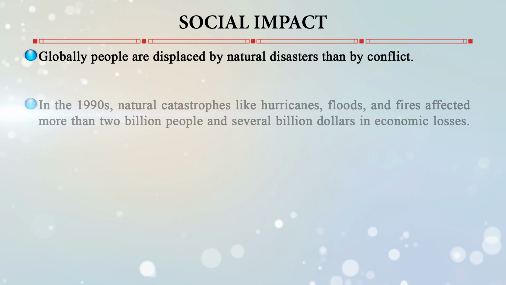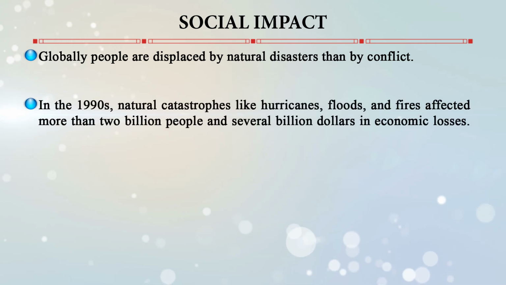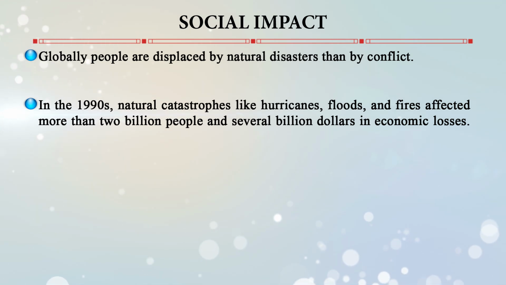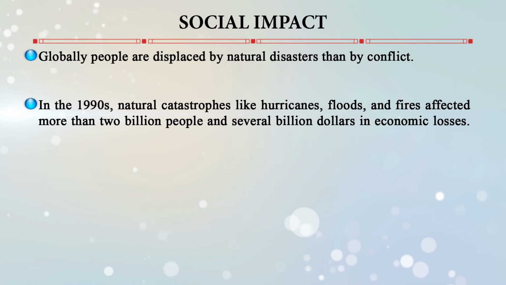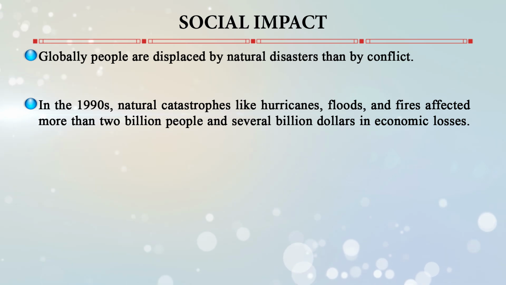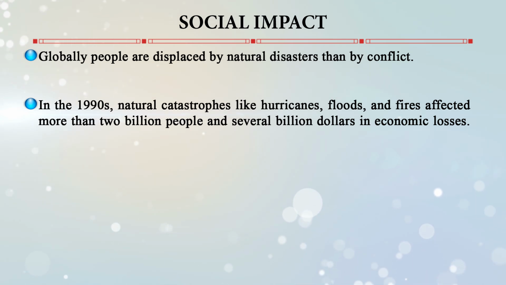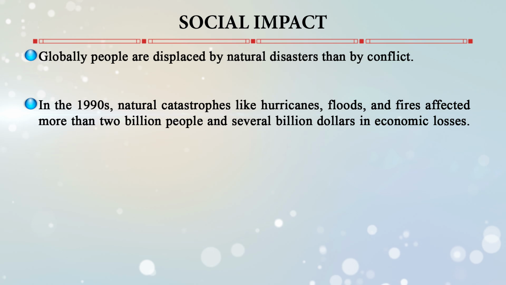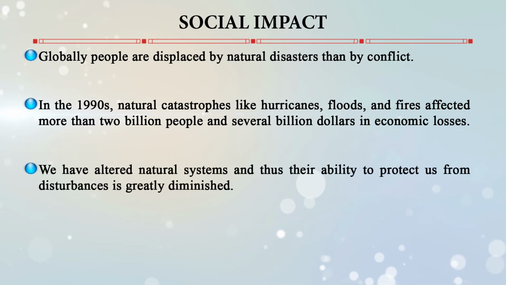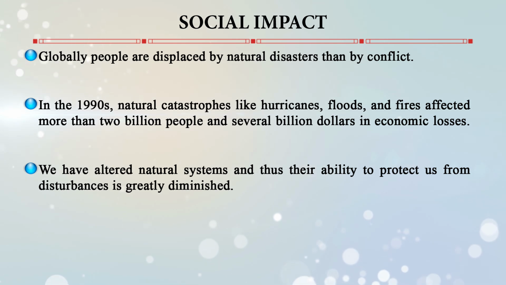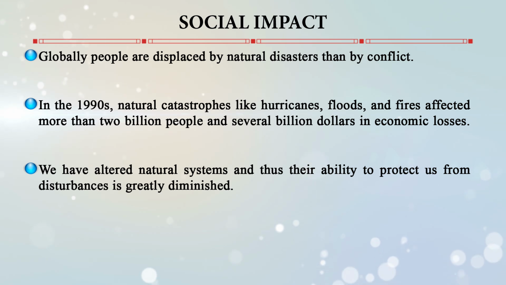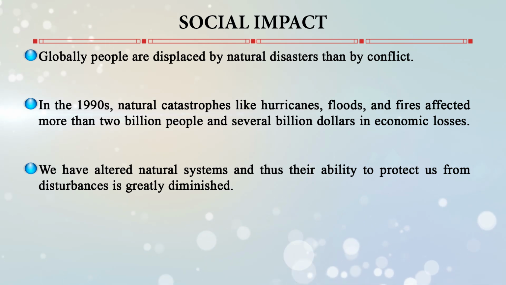They need to migrate to other places for greener pastures in order to continue their survival and their living. In the 1990s, natural catastrophes like hurricanes, floods and fires affected more than 2 billion people, and several billion dollars in economic losses were incurred. So, why has all this occurred? Mainly because human beings have altered the natural systems, and their ability to protect us from disturbances is greatly diminished. So, we are one main culprit for intervening with these calamities.